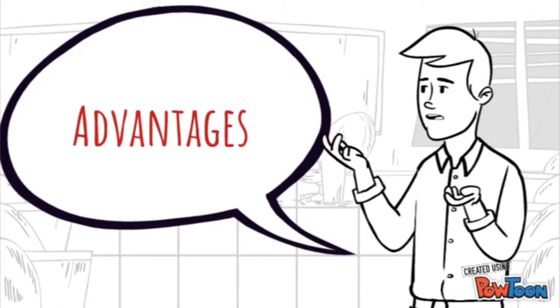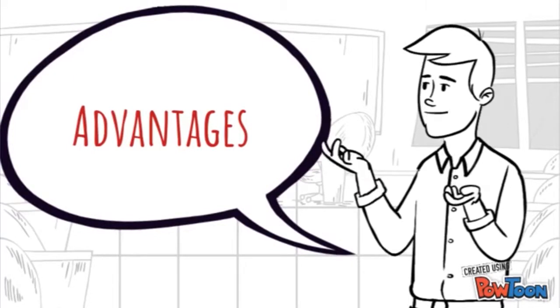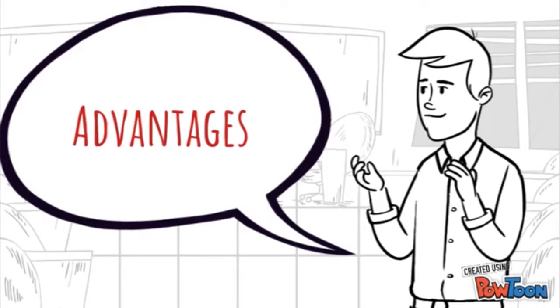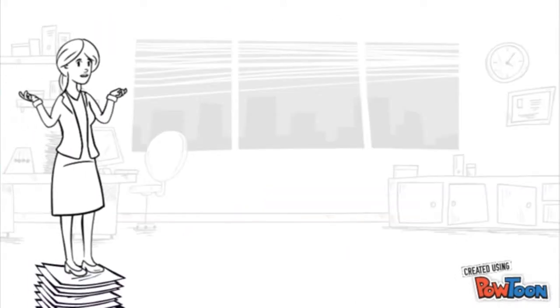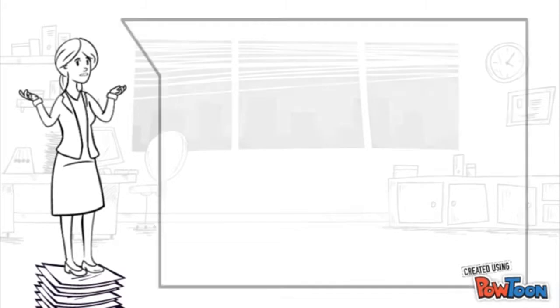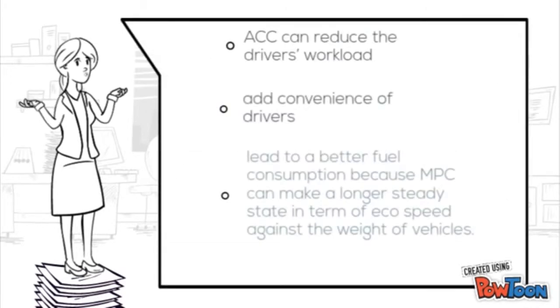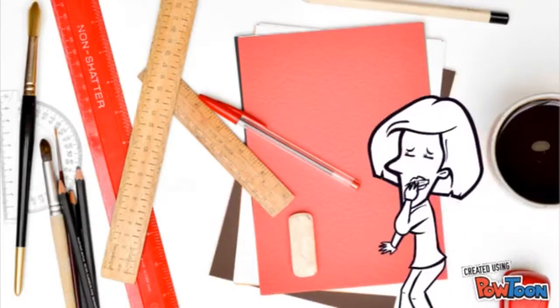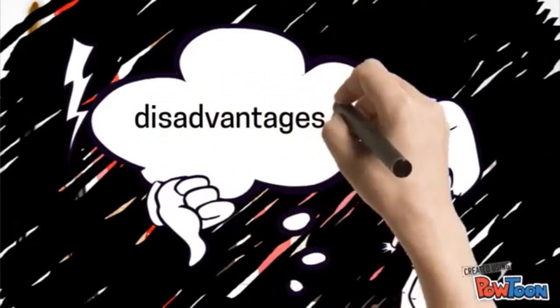The advantages of this controller are, firstly, ACC can reduce the driver's workload. Secondly, it can add convenience for the drivers. And lastly, it can lead to better fuel consumption because MPC can make a longer steady state in terms of eco speed against the weight of the vehicle.